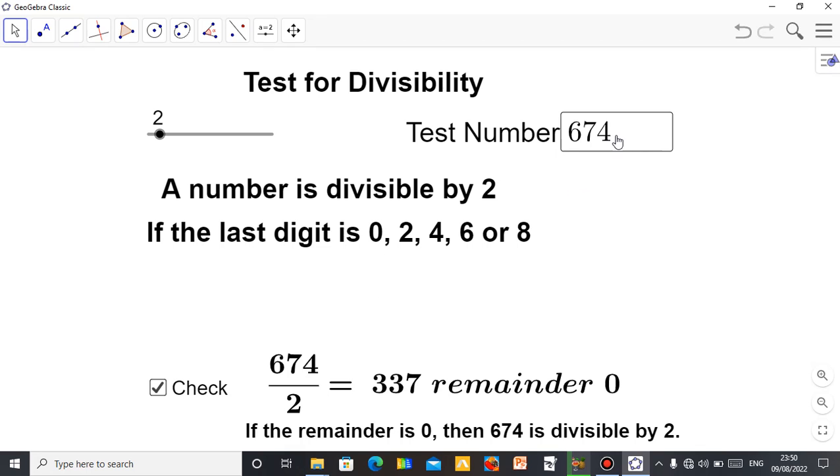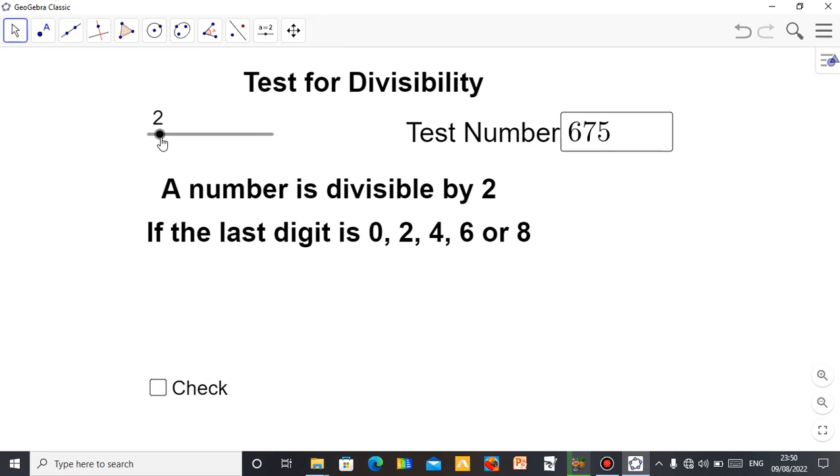So if I use a number that doesn't end with that, let's say it ends with 5, you see the remainder is 1, therefore it's not divisible. That means this number is not divisible by 2. That means 2 is not a factor of this number. That's what this one means. So that is for 2.